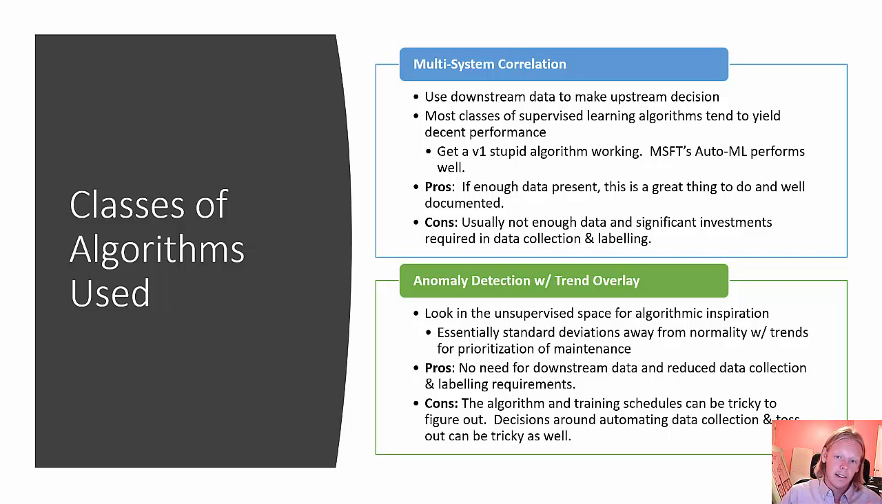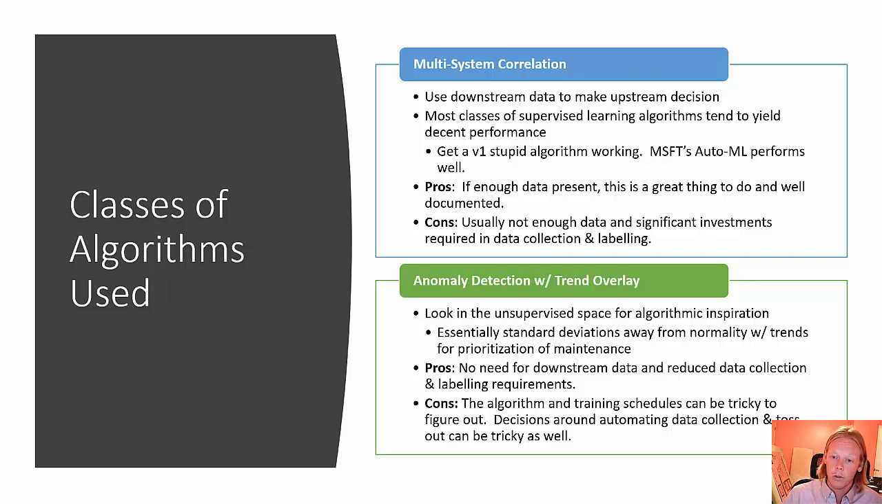The downside of this is that usually there's not enough data, and it requires significant investments to actually collect that data and label that data, correlate that data, and there's still no guarantees that at the end of the day, you're going to be able to create an algorithm that has significant enough results to be useful, and deliver value. And that's where the anomaly detection with trend overlays comes in.